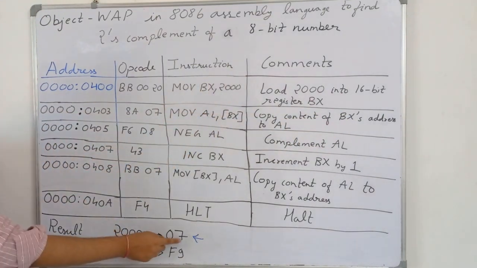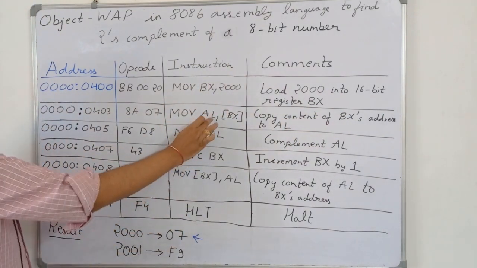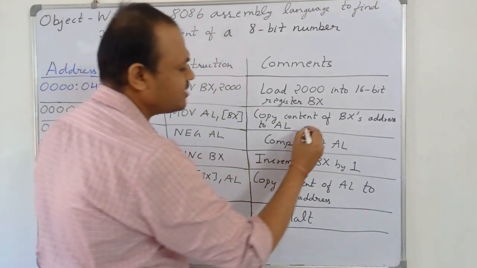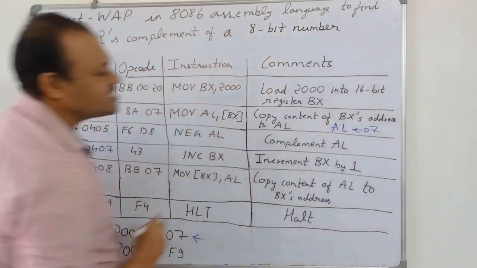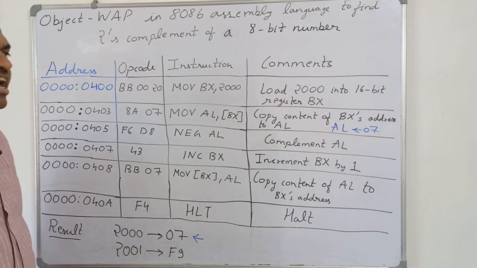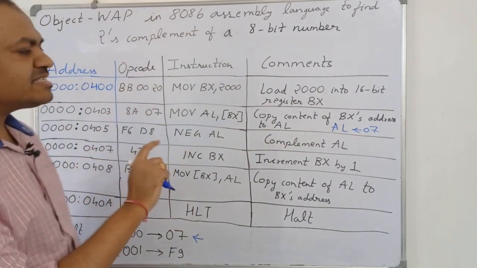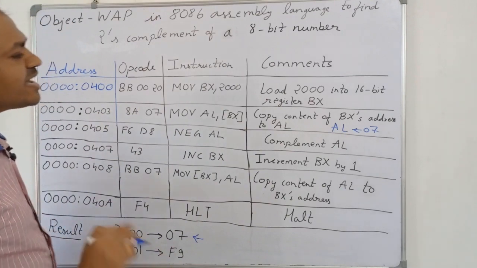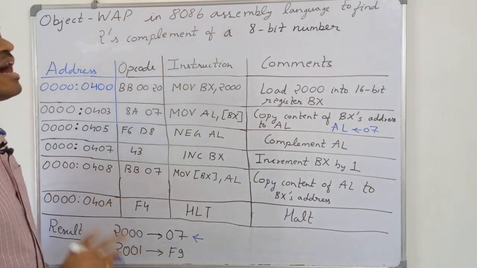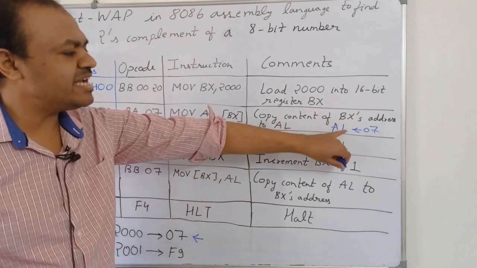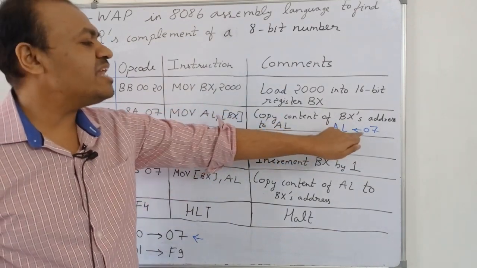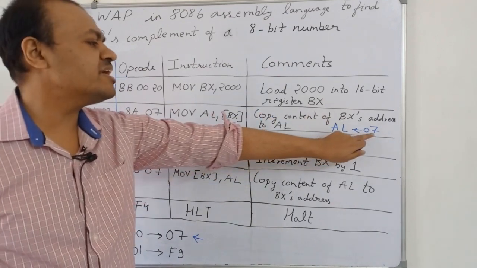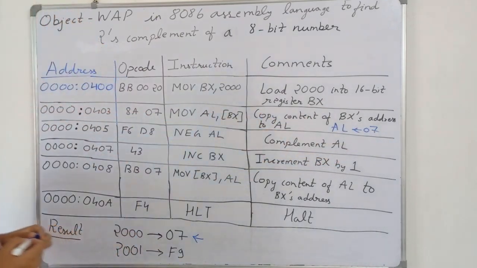At 2000 we have our original data 07. It means AL will now contain 07. AL is an 8-bit register. A denotes the accumulator of the 8086 microprocessor, so it is AX. AX is 16-bit and is divided into two parts, AL and AH. AL is 8-bit and AH is 8-bit. Here we are using only AL. So we are storing our 8-bit data 07 into the AL register.